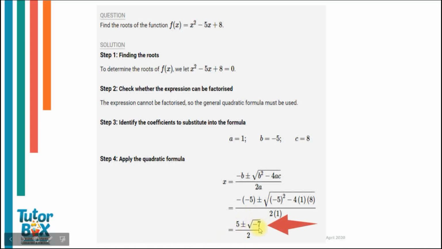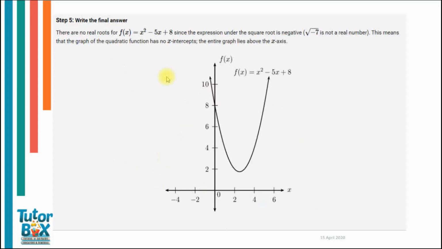Right, so this one now has a minus 7 under the square root sign. Remember what we said on the other slides? We always want the part under the square root to be greater than or equal to 0. But because it's less than 0, it becomes non-real, so it's imaginary. So there are no real roots here because of that minus 7 under the square root.